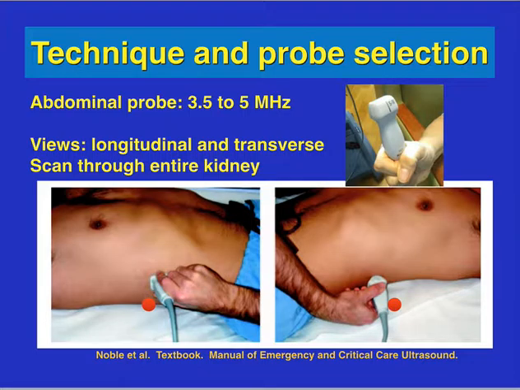This is showing you the probe marker should always be placed towards the head of the bed. If you're on the right side of the chest, then you're probably going to be a little bit lower and more anterior. The probe you should be using is the abdomen probe. It has lower megahertz, lower frequency, so you can have increased depth. You can do longitudinal and transverse views. And remember, you should be scanning through the entire kidney.